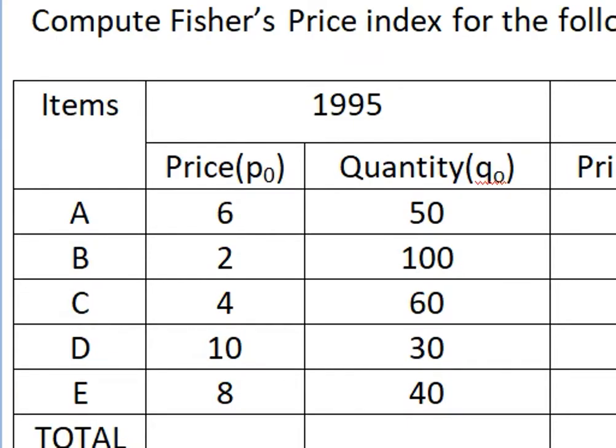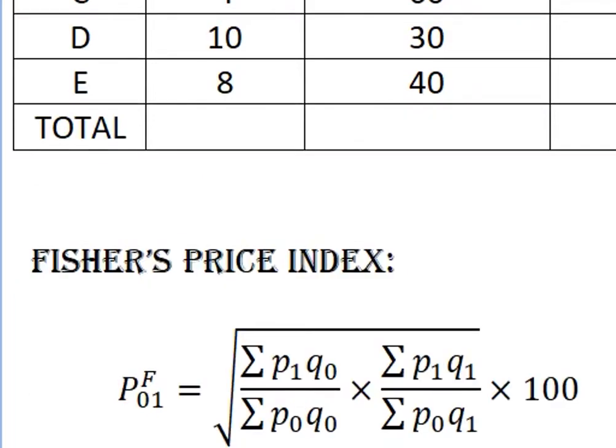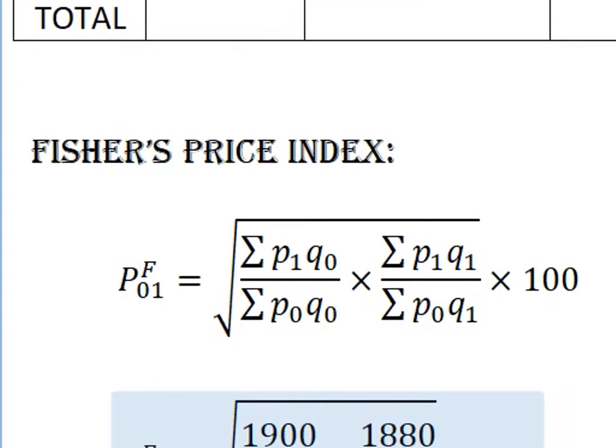Now we need to substitute all these values in the Fisher's index formula. What is summation P1 Q naught? It is 1900. Then what is summation P naught Q naught? It is 1360. Then what is summation P1 Q1? It is 1880. And what is summation P0 Q1? That is 1344, into 100. Now in the next step you have to divide them.